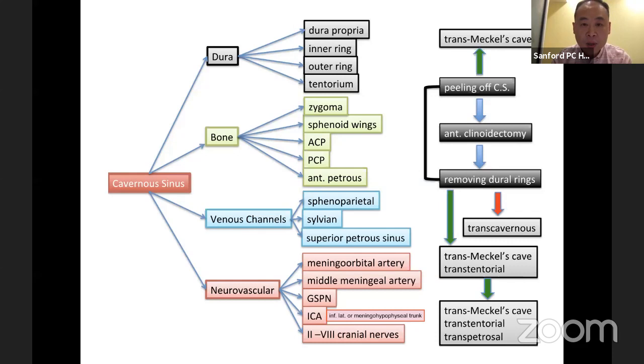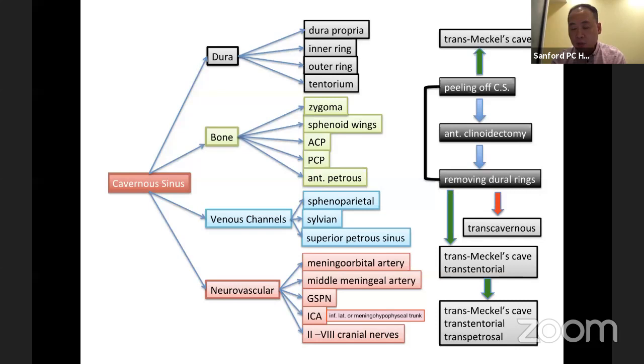When you start cavernous sinus surgery, based on the anatomy, you can study the basics of cavernous sinus surgery. Like this slide shows, you can see the black blocks. These are the basic techniques you have to learn. First, you have to know how to peel off the cavernous sinus lateral wall. Then you have to know how to do the anterior clinoidectomy, and how to remove the outer dural ring. When you're familiar with these basic techniques, then you can advance based on your experience.